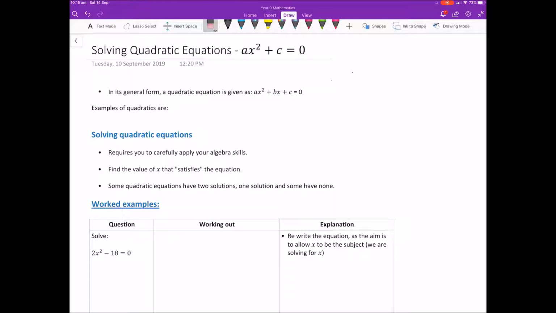So as part of our unit on quadratic equations, we're now going to be looking at solving quadratic equations. In its general form, a quadratic equation is given as ax squared plus bx plus c. If we look at the word quadratic, it comes from the word quad, which means square. And if we take a look at the variable x at the start of this equation, we can see that it's being squared. So this is why we call it a quadratic. So I'm just going to write variable is being squared.